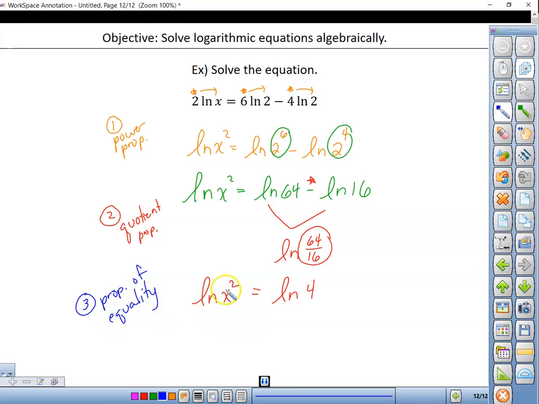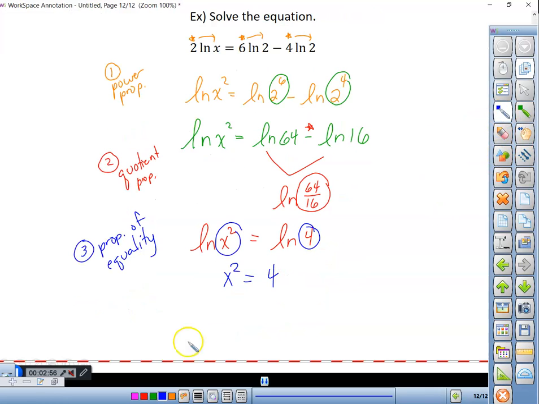And so this argument of x squared must be equal to this argument of 4. So from here, it's basic algebra. The square root property gives me x equals plus or minus the square root of 4, which gives me two possible solutions, -2 and +2. Each one of these I want to check to see if they are valid or not.